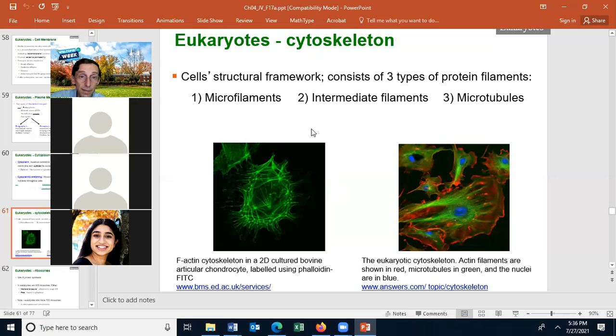All right, any question about the cytoskeleton? The complex structural framework running through the background of a cell, at least a eukaryotic cell. Prokaryotic cells do have a cytoskeleton, but it's much, much simpler than this protein network.